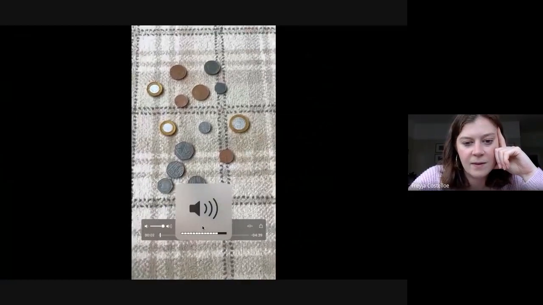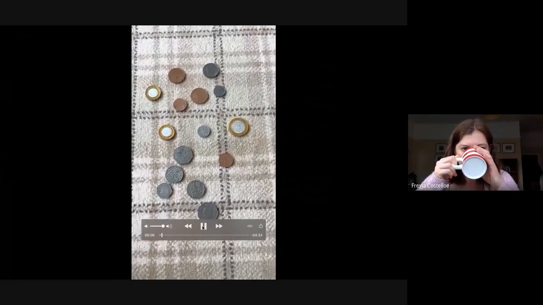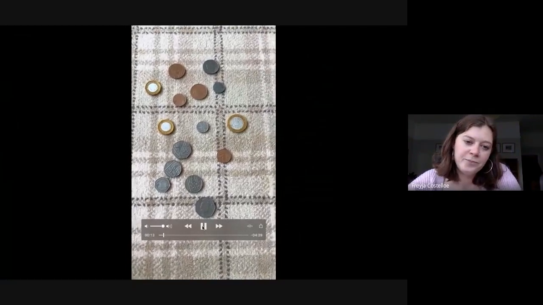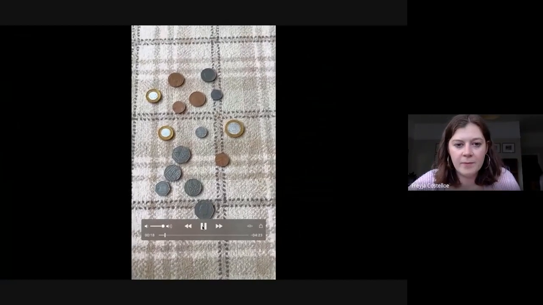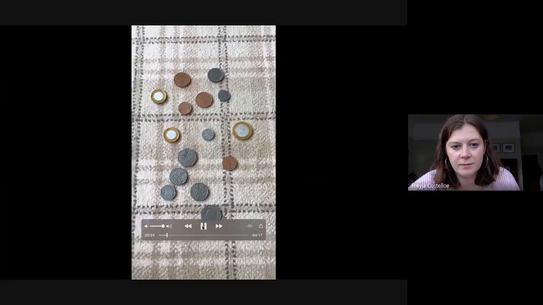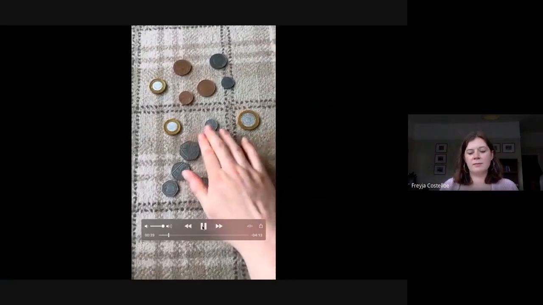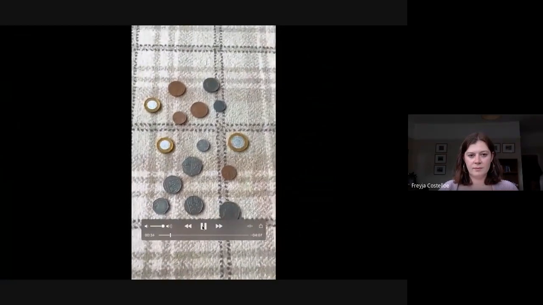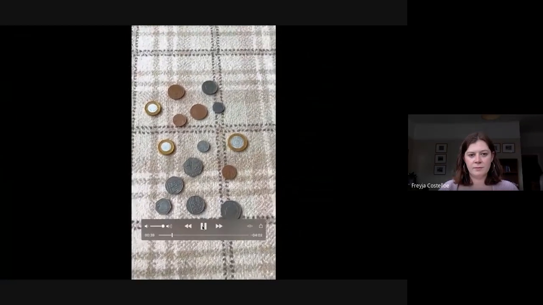Okay, so I have some different coins here, and I would like you to think about how I could group my coins. I'd like you to think about what we've just seen on the slides. We've been talking about the different sizes of the coins, the different shapes, the different colors, and the different values.